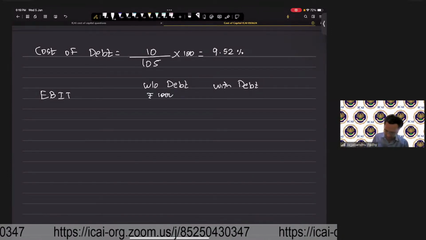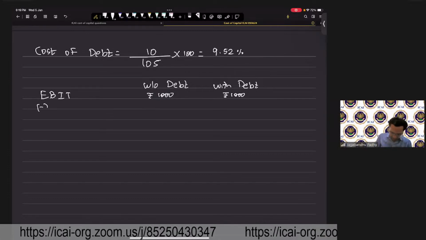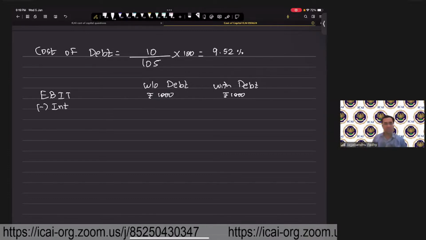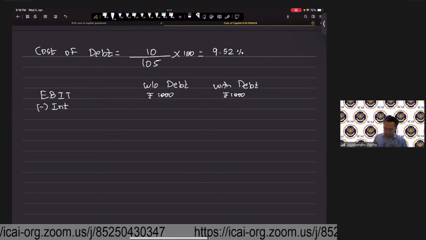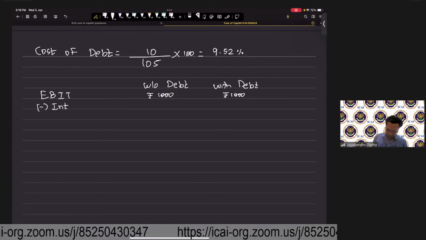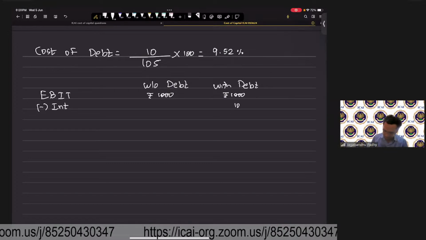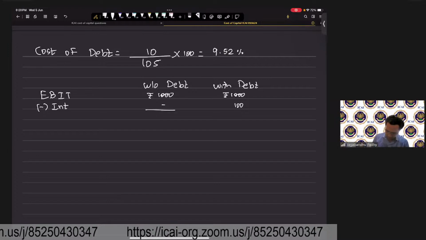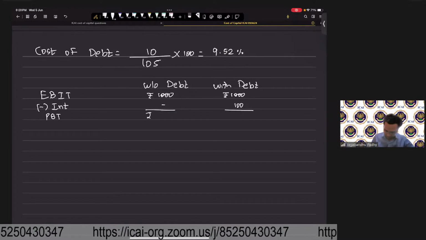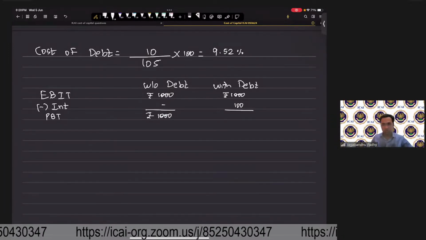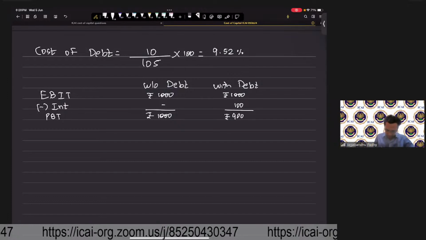Over here, let's say it is 1,000. Of course, we are going to subtract the interest only in case of with debt scenario. So let's say interest payment is 100 rupees, and without debt, of course, there is no interest. So we get the profit before tax to be 1,000, and with debt, the profit before tax comes out to be 900.